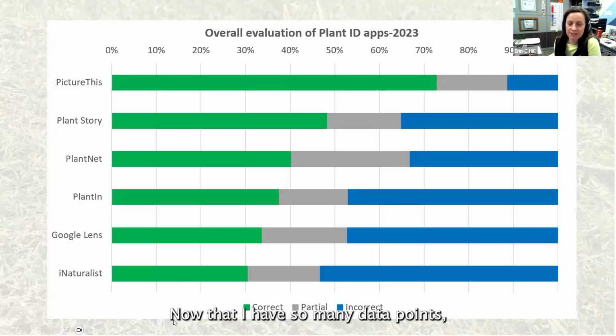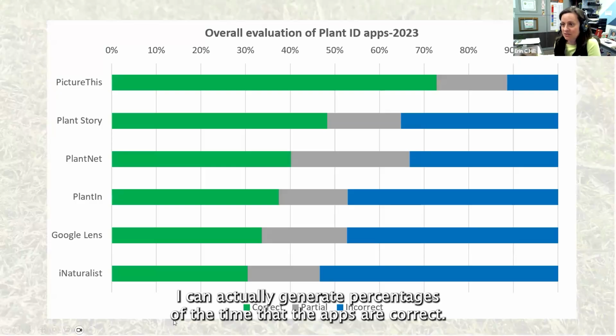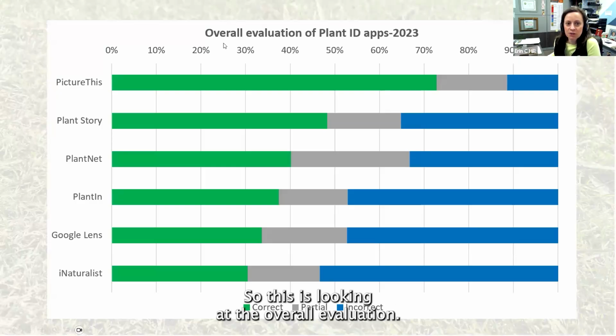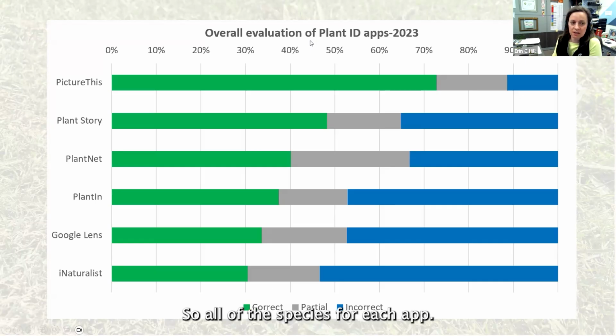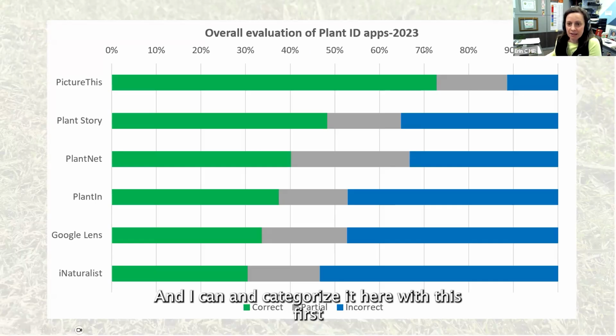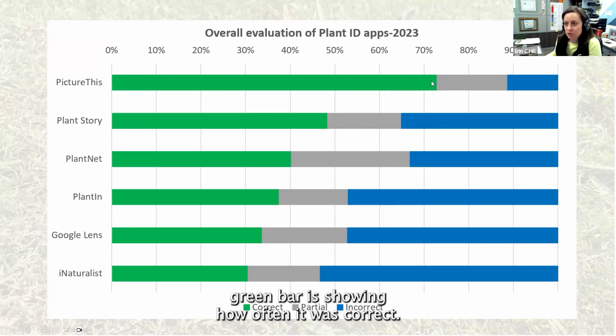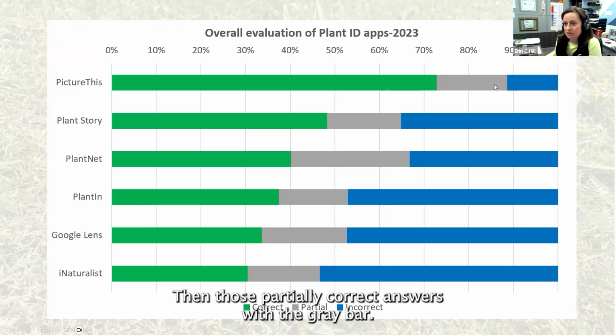After I get all their data, after the semester's over and I start working with it, now that I have so many data points, I can actually generate percentages of the time that the apps are correct. So this is looking at the overall evaluation, so all of the species for each app. I can categorize it here: the first green bar shows how often it was correct, then the partially correct answers with the gray bar, and when it was completely incorrect with the blue bar.